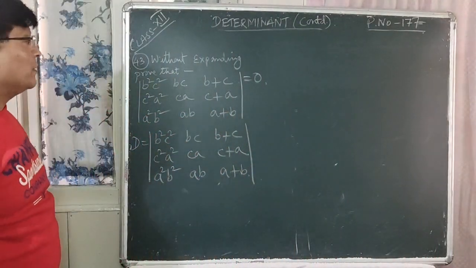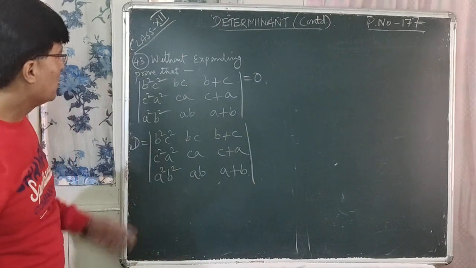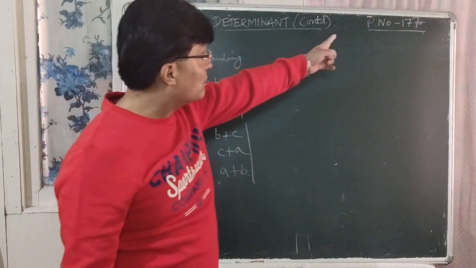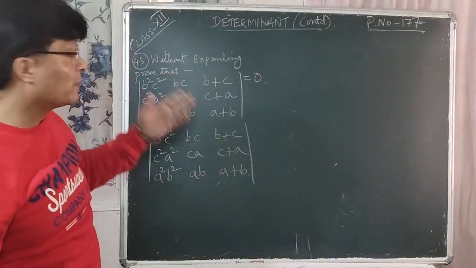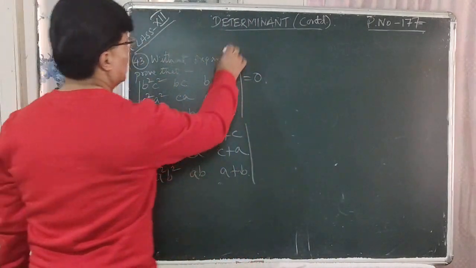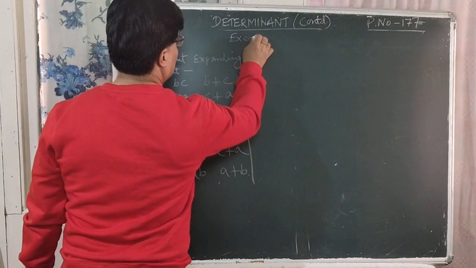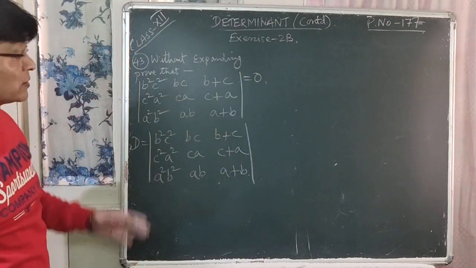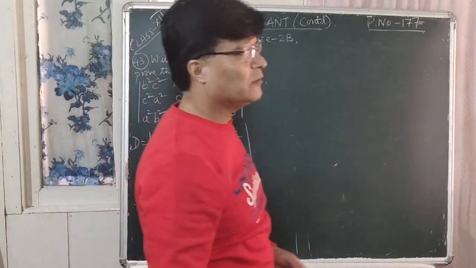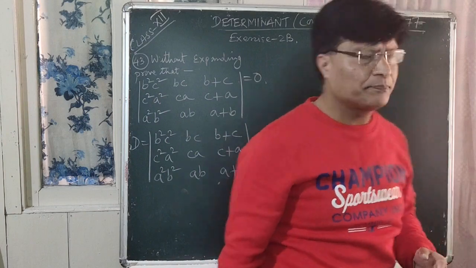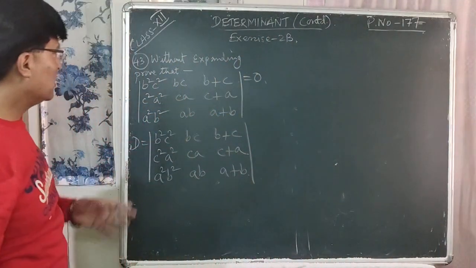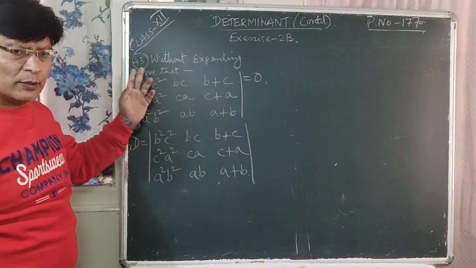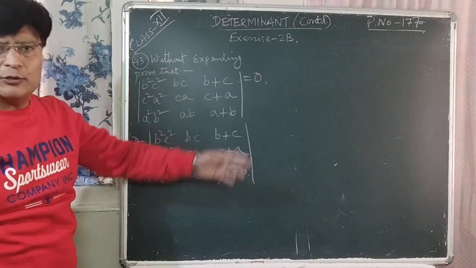Now we will do question number 43. So without expanding, and this problem is from page number 177, from the same exercise, Exercise 2B. Each question carries 5 marks, but you will get this type of question in the 4 mark section, right? So this question is very, very important. Without expansion, you have to prove this LHS is equal to 0.